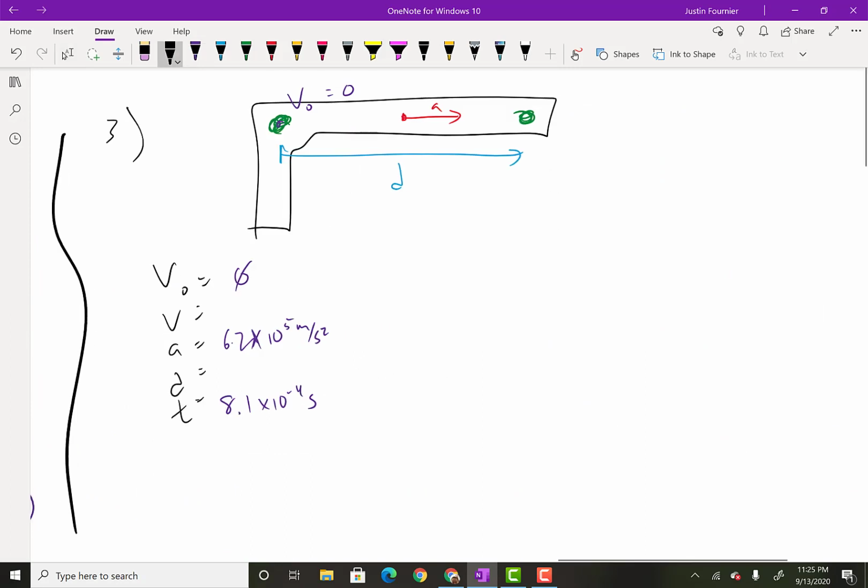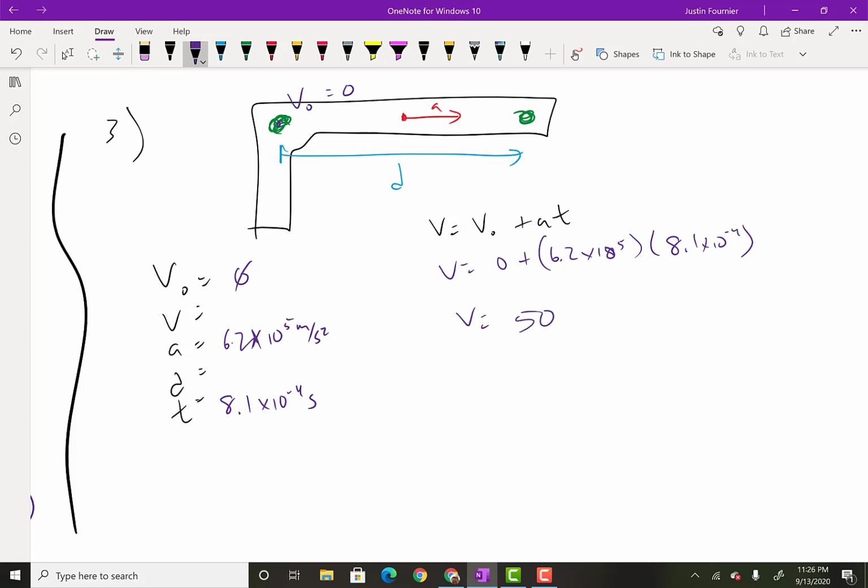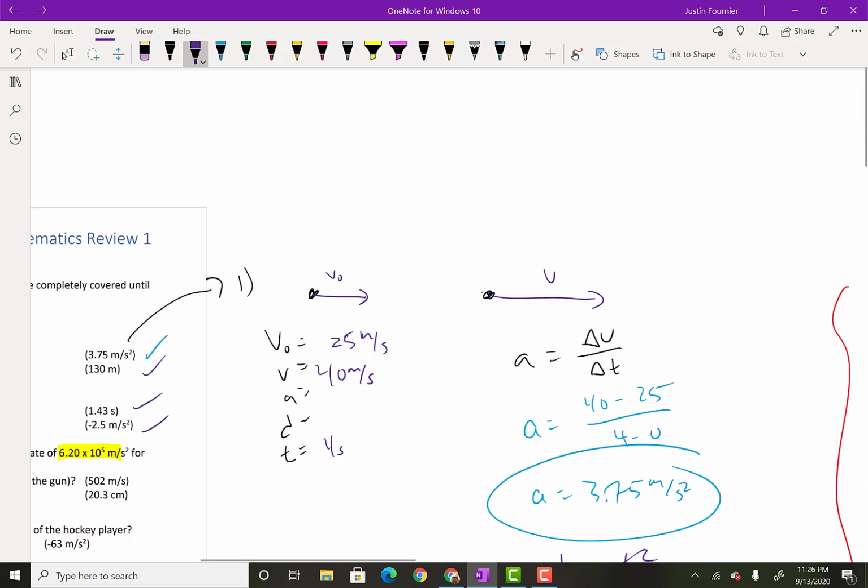So I'm thinking, again, we've been using it a lot, but let's keep using it: v equals v naught plus at. So to get the final velocity, the final velocity is going to be the initial velocity, which is 0, plus the acceleration, which is 6.2 times 10 to the 5, multiplied by the time, which is 8.1 times 10 to the negative 4. So the final velocity is going to be 6.2 times 10 to the 5, multiplied by 8.1 times 10 to the negative 4, 502 meters per second. Is that what we're getting?